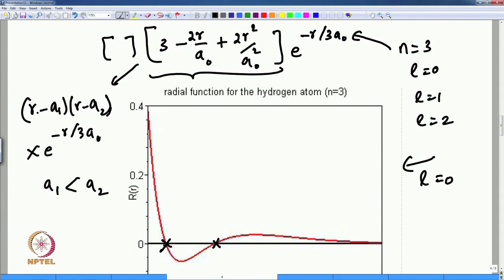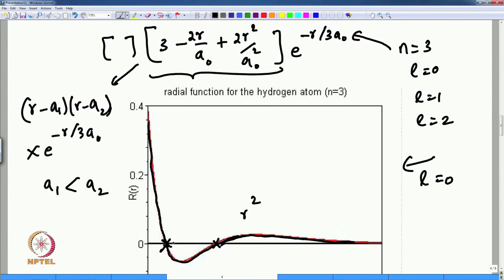You can see for R less than A1, R is also less than A2, therefore this product is positive and the exponential is always positive but a small number. The function is positive between 0 and the first root. Between the first and the second root, R is greater than A1 but less than A2, this product is negative, so the function is negative, but it is also multiplied by e to the minus R by 3A0. And for R greater than A2, this is positive, so the function tends to increase as R square. However, e to the minus R by 3A0 eventually brings it down to 0.